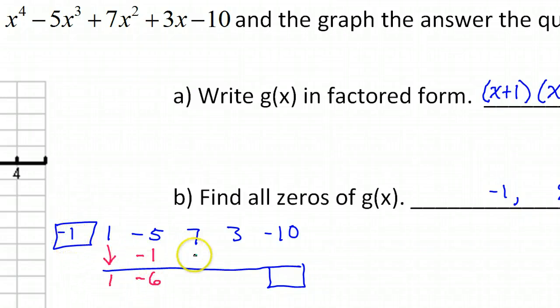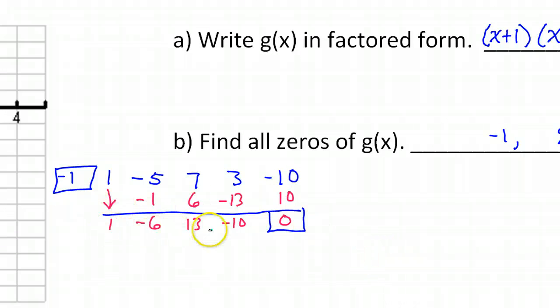Negative 6 times negative 1 is positive 6. That's going to be 13. 13 times negative 1 is negative 13. Together, this makes negative 10. And negative 10 times negative 1 is positive 10, which does, in fact, make 0. So, notice we're getting smaller. We started off with 5 terms, and now we're down to 4. But we really need to get down to 3 so we can either factor or use the quadratic formula.